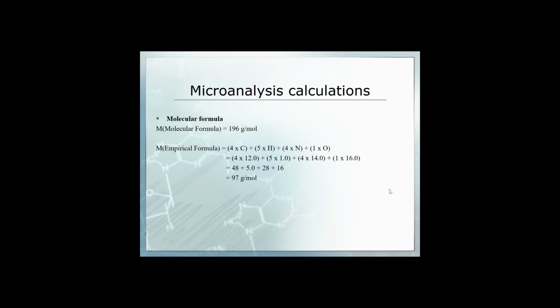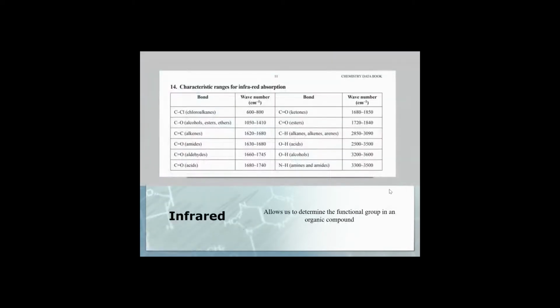So now we need to do a ratio to work out what the difference is. We take the molar mass of our molecular formula and divide it by the molar mass of the empirical formula, which gives us 2. From here, we now know we need to times our empirical formula by 2, which then gives us our molecular formula of C8H10N4O2.